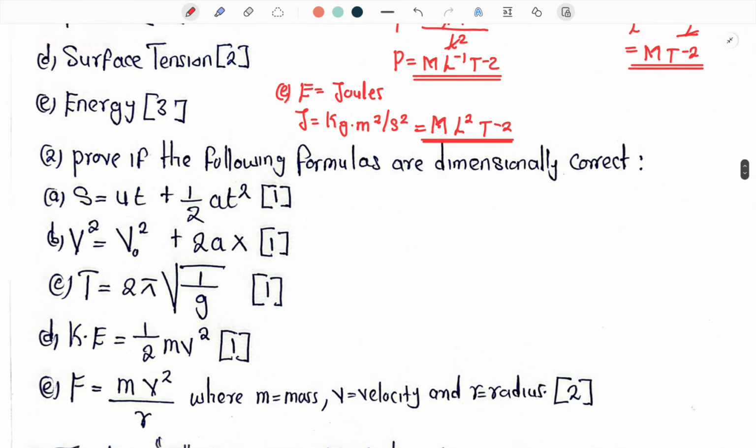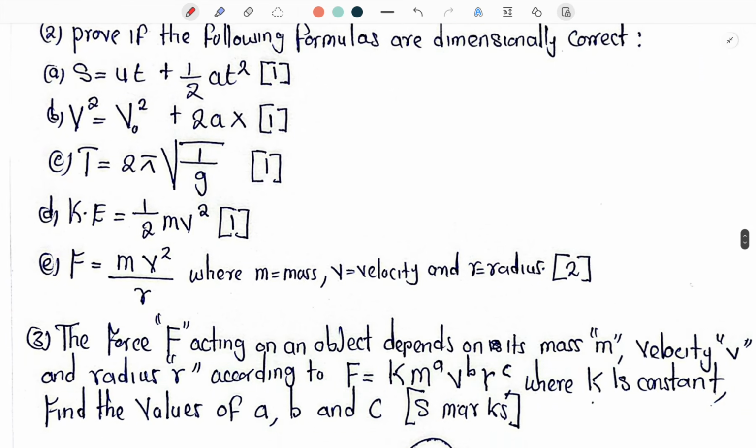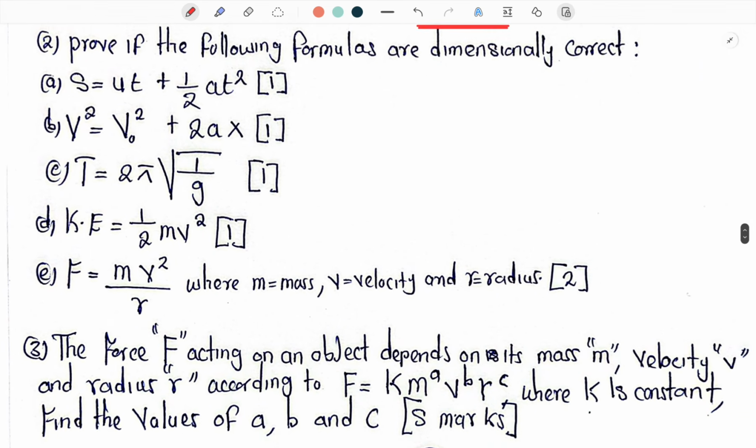Okay, we go to the second part. Now, the second part was actually saying we prove if the following formulas are dimensionally correct. Okay, so we shall be using dimensional analysis to prove whether a particular formula holds or whether it doesn't. So here is how you go about this particular question.